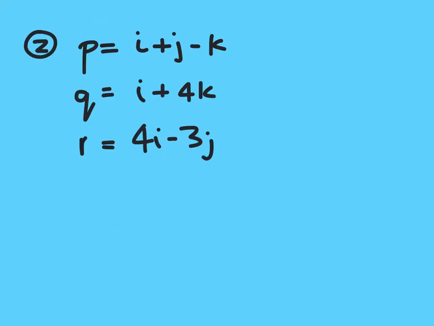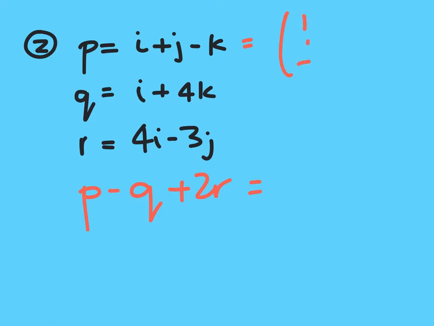Question 2. We've got P, Q and R. So the first question is we've got to do P minus Q plus 2R, I think. Not got my sheet with me. Okay, so turn each of these vectors into components.